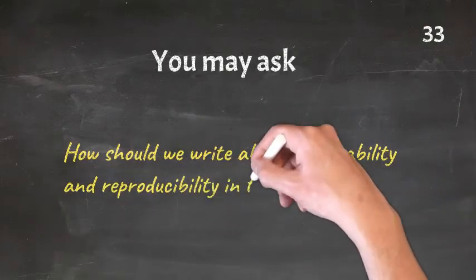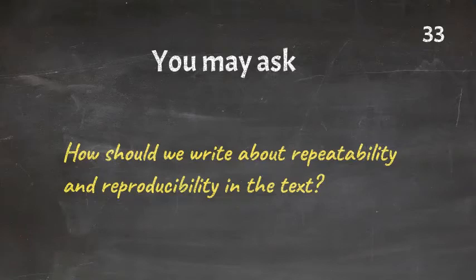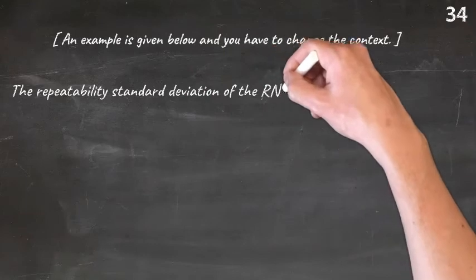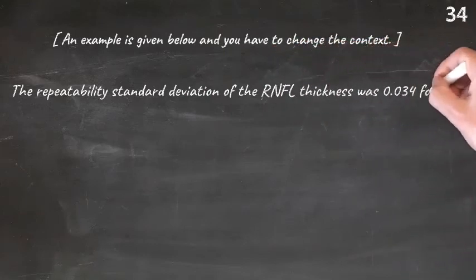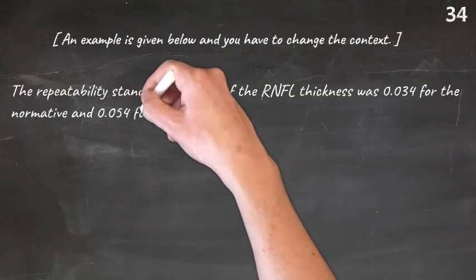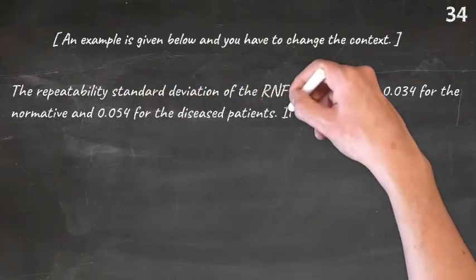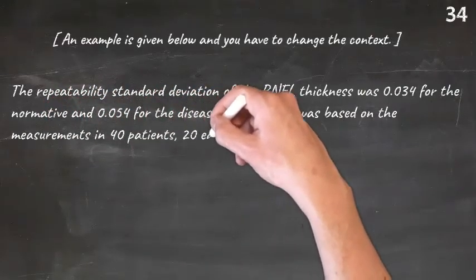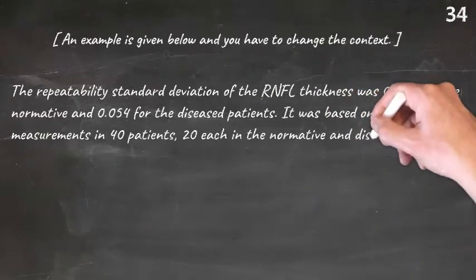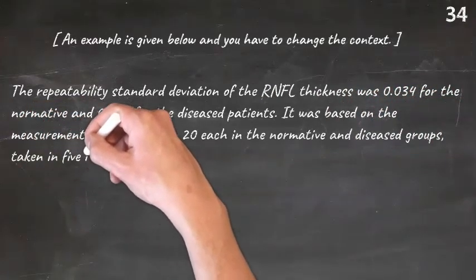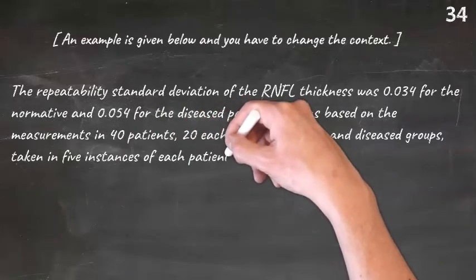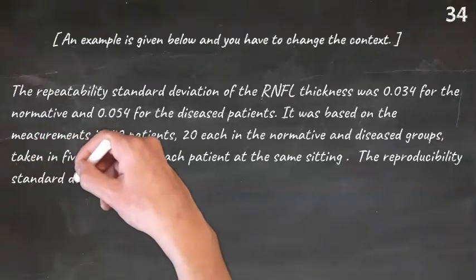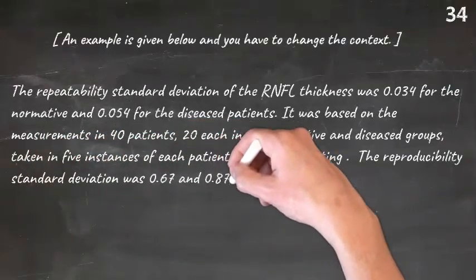How should we write about repeatability and reproducibility in the text? Declare the results. The repeatability standard deviation of the RNFL thickness, RNFL thickness is the variable, was 0.034 for the normative group, and 0.054 for the diseased patients, the other group. Write about the sample size and process of calculation. It was based on the measurements in 40 patients, 20 each in the normative and diseased groups, taken in 5 instances of each patient at the same sitting.